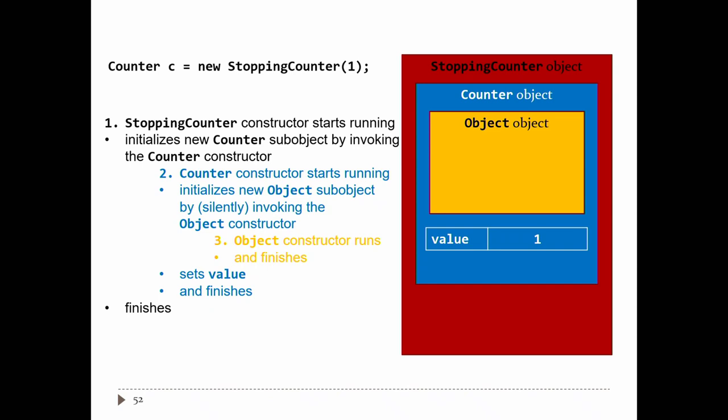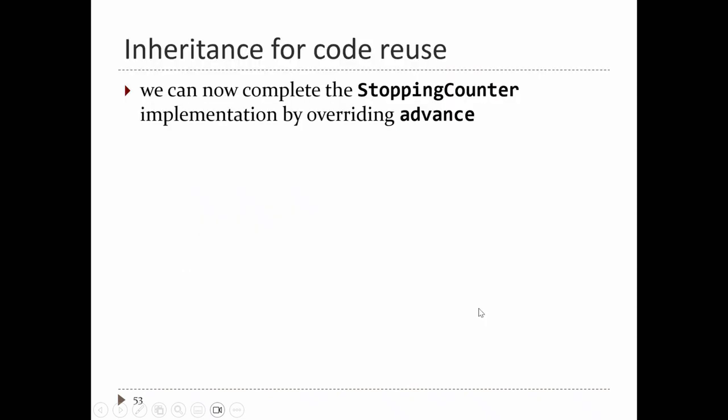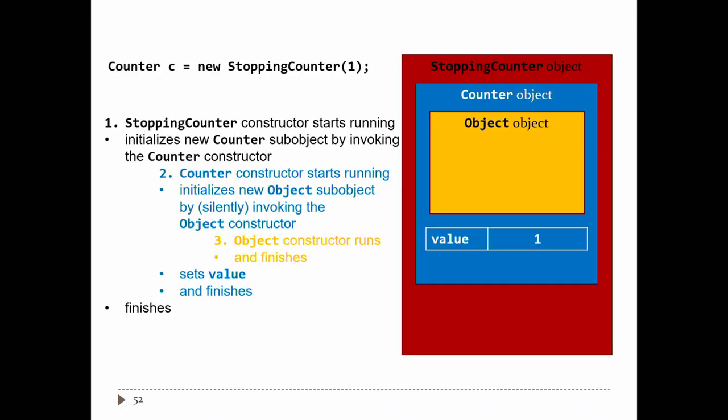So notice the order in which your sub-objects are built. The object part of stopping counter gets constructed first. Then the counter part of stopping counter gets constructed second. And finally, the rest of stopping counter gets initialized third. So your objects get built from the inside out. And so that's the reason why you need to call the superclass constructor on the first line. It's so that it can initialize the sub-object part of stopping counter.